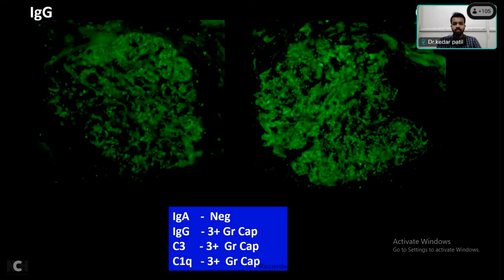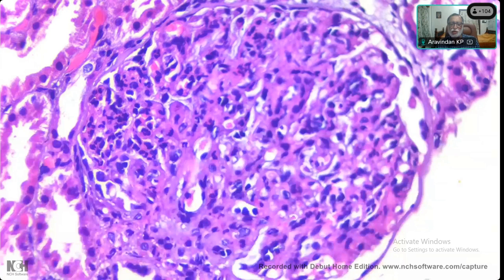Sir, it's a classical pathway of complement activation, isn't it? Yes. So with this picture that we saw and this IF finding, what could be the most likely cause? What is the age of this patient? Sir, 55 years.